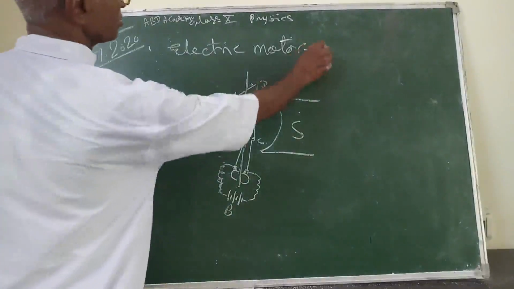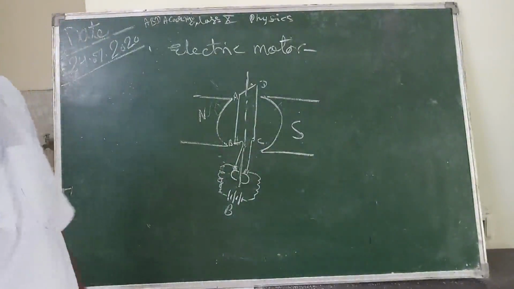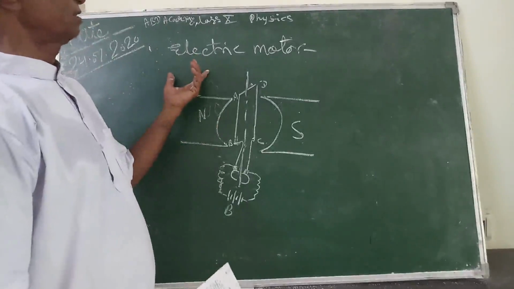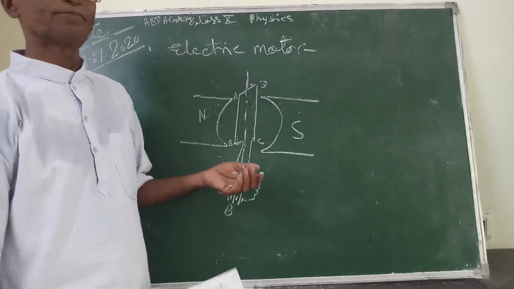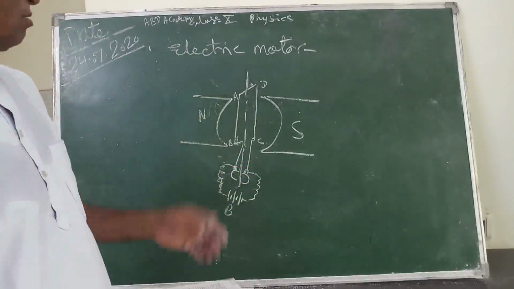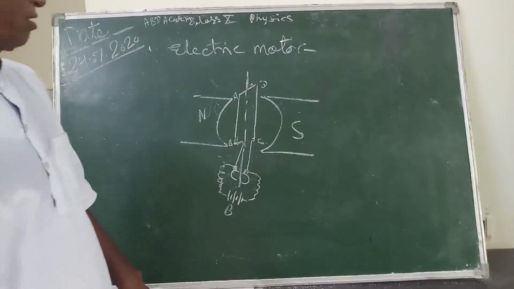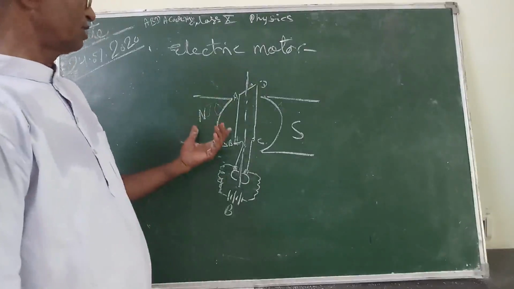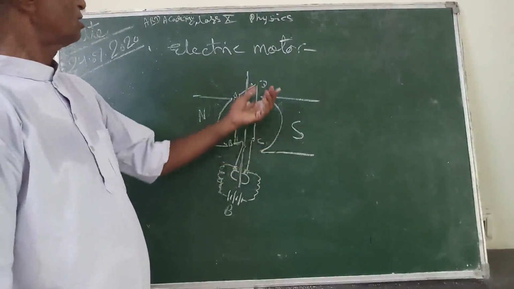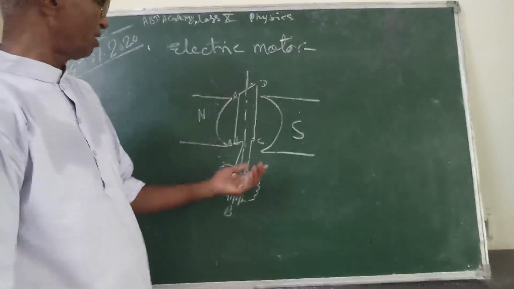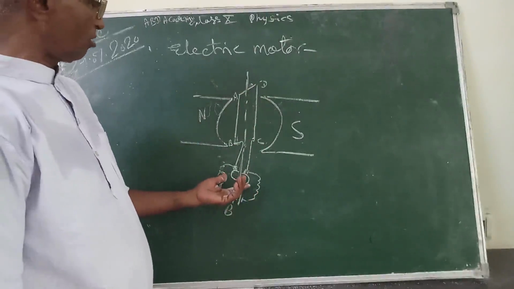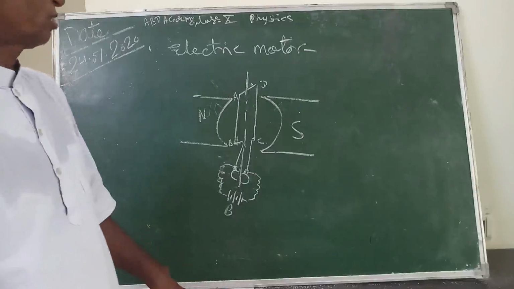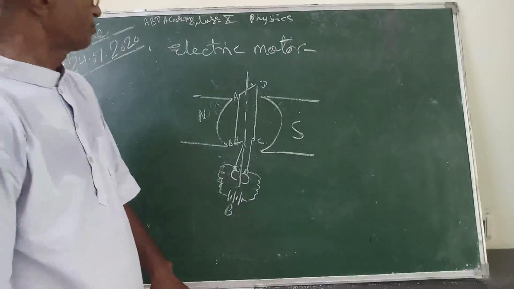Electric motor. An electric motor is a device which converts electrical energy into mechanical energy. It works on the magnetic effect of current. It has mainly three parts: one is the field magnet, the other is the rotating coil, and the third one is the commutator, which maintains the direction of current in the circuit.